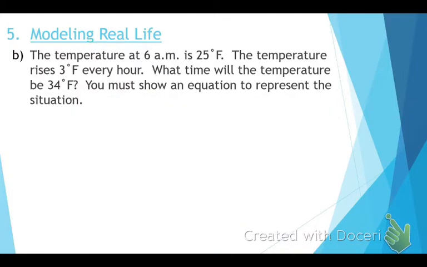All right, final modeling real life problem says the temperature at 6 a.m. is 25 degrees Fahrenheit. The temperature rises 3 degrees every hour. What time will the temperature be 34 degrees Fahrenheit? Once again, you must show an equation to represent the situation. Remember, an equation is just an add, subtract, multiply, divide kind of problem with an equal sign, okay? So, we had a problem just like this in our flipped classroom over 4.2. So if you want to go over some kind of review, you can go back to 4.2 and see exactly how we did this problem, okay?